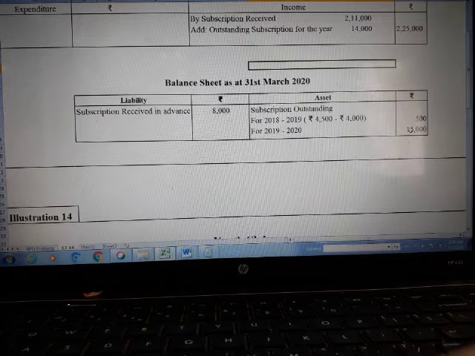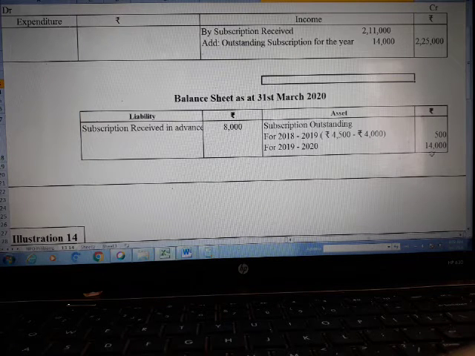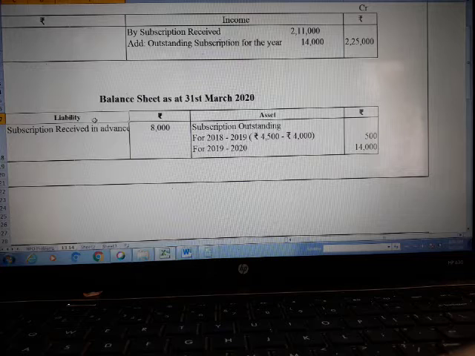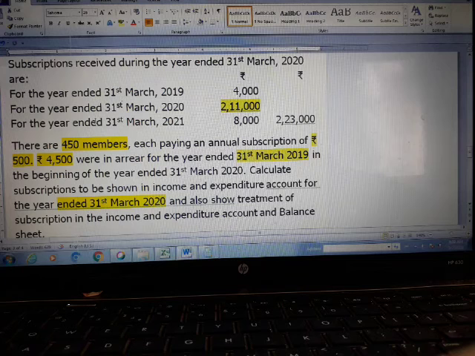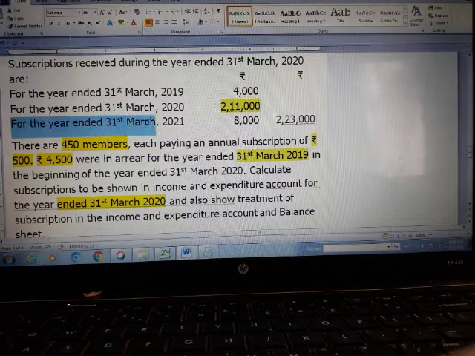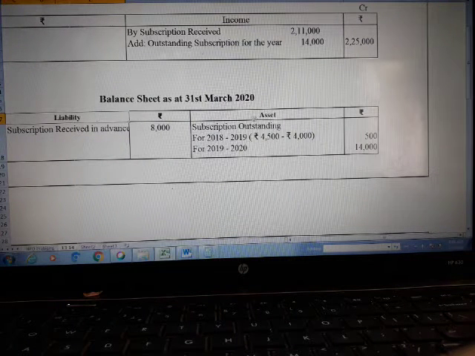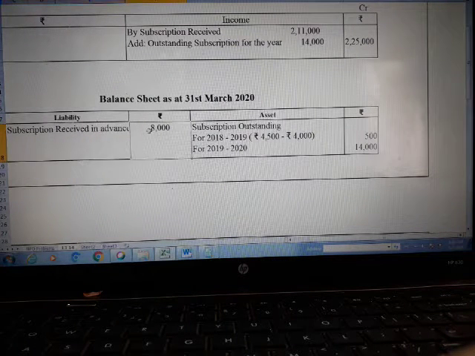Now moving on to my balance sheet. In my balance sheet, I am going to show the assets and liabilities. First, on the liability side, I am going to show the amount of advance subscription. Here it is. For the year ended 31st of March 2020-21, 8,000 I received, which means it is an advance subscription. So advance subscription is a liability. So subscription received in advance 8,000. Able to understand? Right.